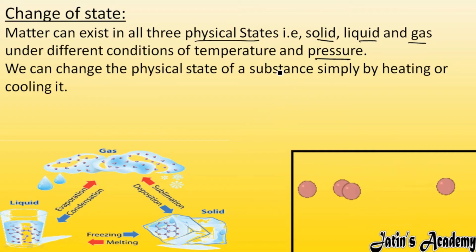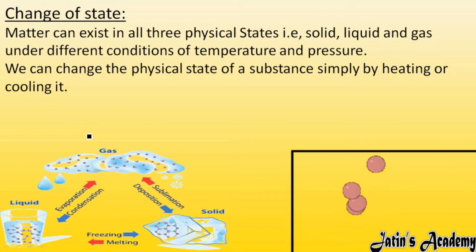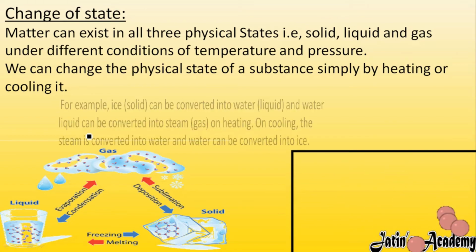This is only possible under different conditions of temperature and pressure, because the arrangement of solid is different, the arrangement of liquid is different, and the arrangement of gases is different. But yes, we can easily change the physical state of matter. How? By either heating it or cooling it. How this happens, we are going to study one by one.